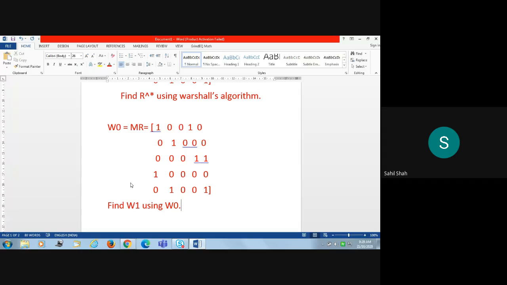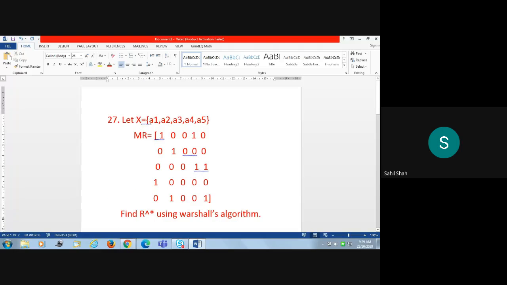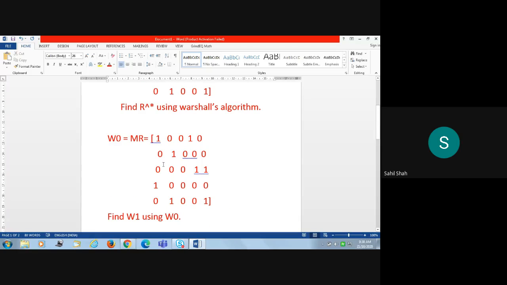How to find W1 using W0? See how many Warshall matrices we need to compute. That is equal to the number of elements present in the set on which relation R has been defined. In set X, I am observing that 5 elements are present, so I need 5 Warshall matrices. I will not consider W0, because W0 represents your original relational matrix. So we will have W1, W2, W3, W4 and W5. W5 is going to give you the transitive closure of the binary relation.